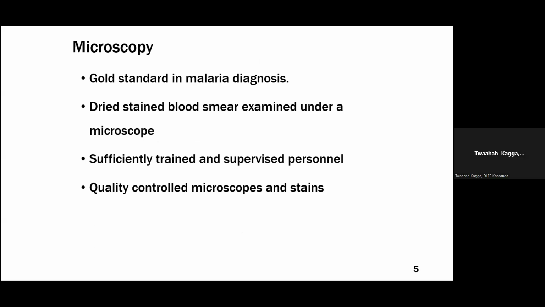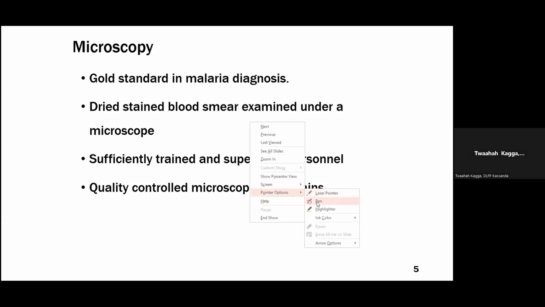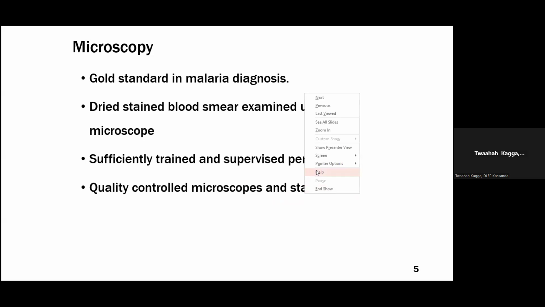Microscopy is the gold standard in the diagnosis of malaria. It involves drying a blood smear, then staining it well, and examining it under a microscope. But it needs lab personnel or any other person who is trained, and that person should be supervised sufficiently. Also, the equipment, the microscope, and the stains used need to be quality controlled to achieve quality microscopy.